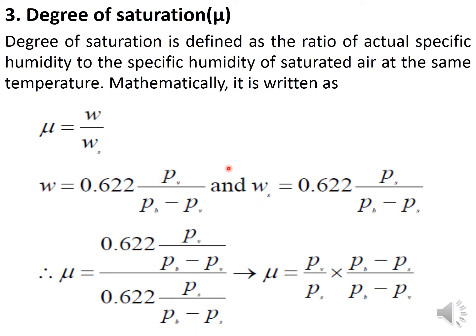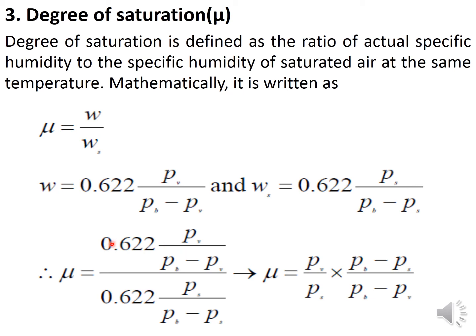Similarly, I can write this expression for Ws also. What is Ws? Specific humidity of saturated air. So wherever there is Pv, just substitute with Ps. Rest all things are the same. So here, 0.622 Pv, instead of Pv we have to substitute Ps, because it is the pressure of saturated air. Pb will remain the same because of Dalton's law of partial pressure. Here Pb is equal to Pa plus Pv, and here Pb is equal to Pa plus Ps. That is the only difference.